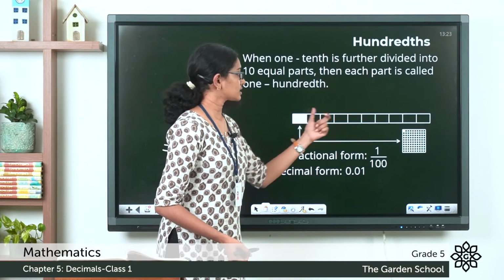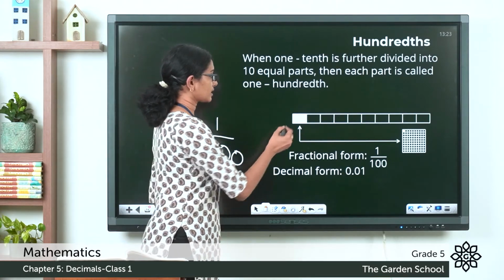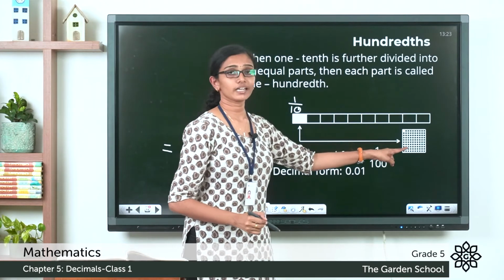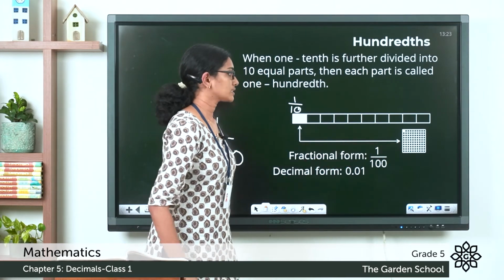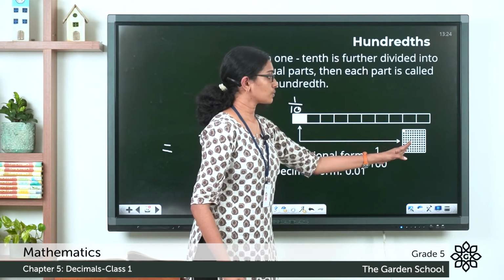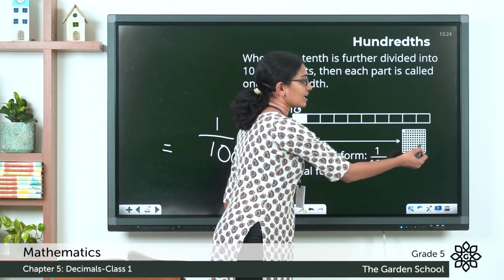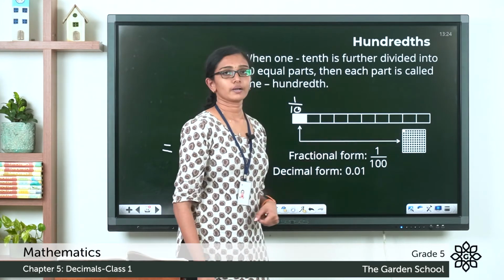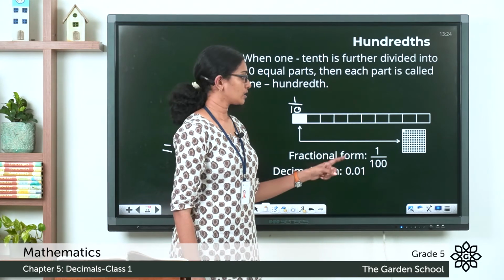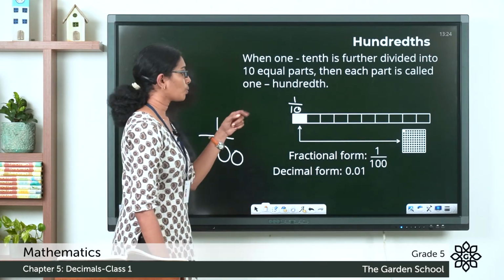See, this is the one part which was divided into 10 equal parts. And this part here, it is 1 by 10. And this 1 by 10 was again divided into 10 equal parts. And how many total parts are there? Here 10 is divided into 10 again. So it is 10 into 10. Here there are 100 parts. And each part represents one part out of this 100 parts. Now it's clear? So here this one part is represented by 1 by 100 or 1/100ths.